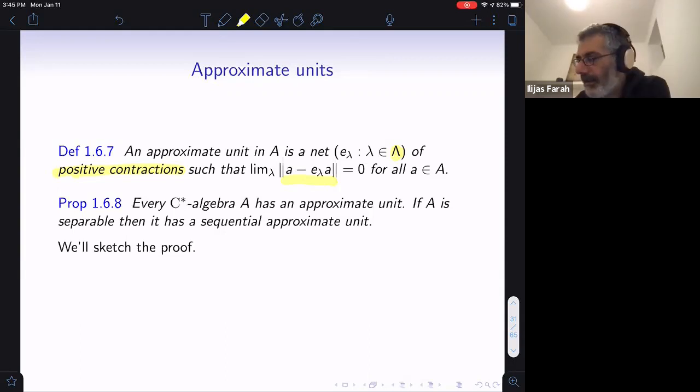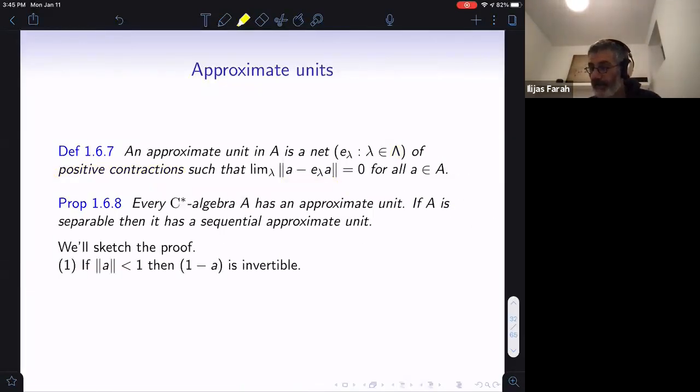We'll see very soon why this is useful, but before that, I want to sketch a proof. So this is the Dixmier theorem I mentioned. Every C-star algebra has an approximate unit, and moreover, if A is separable, then it has a sequential approximate unit. I guess the terminology is self-explanatory. It is an approximate unit which is just a countable increasing sequence. Okay, so proof. No questions?